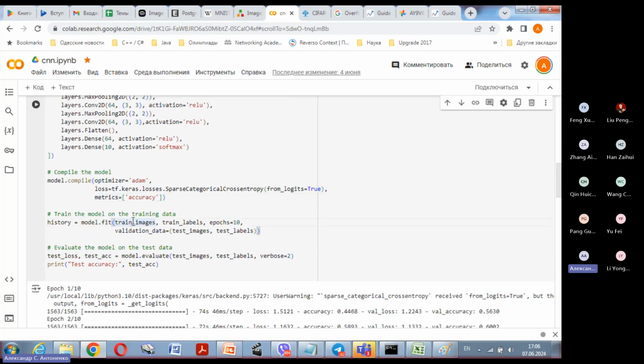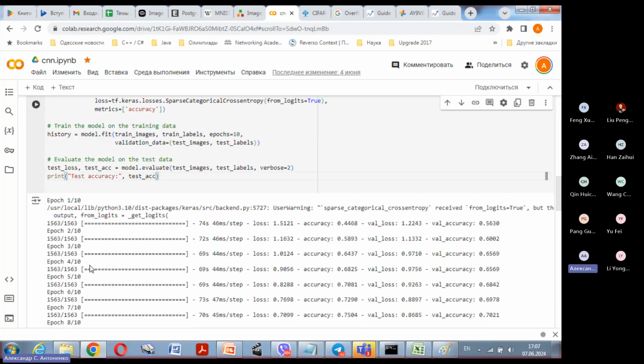Then I train my model using train images and train labels and 10 epochs. And for validation, I use test data. Maybe it's not the best solution, I think right now. So I use test data for validation, but okay, we will see what happens. And then I evaluate my model on test data and print accuracy.